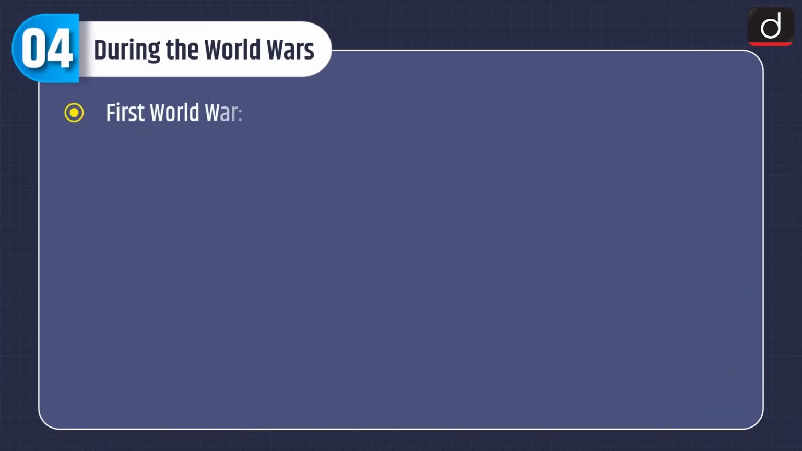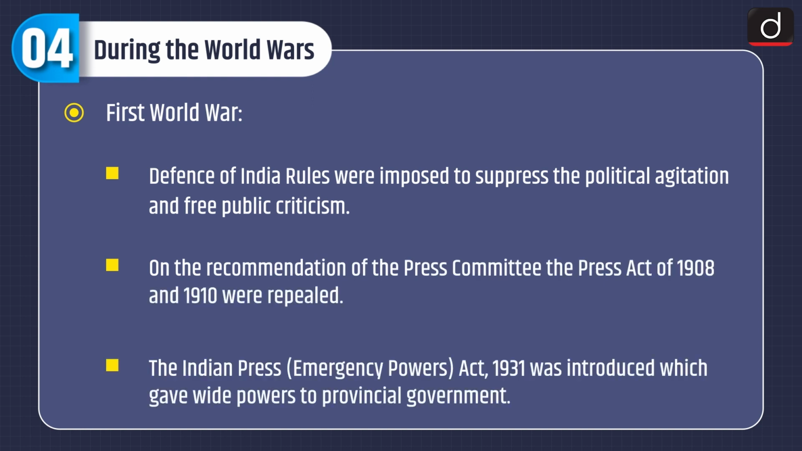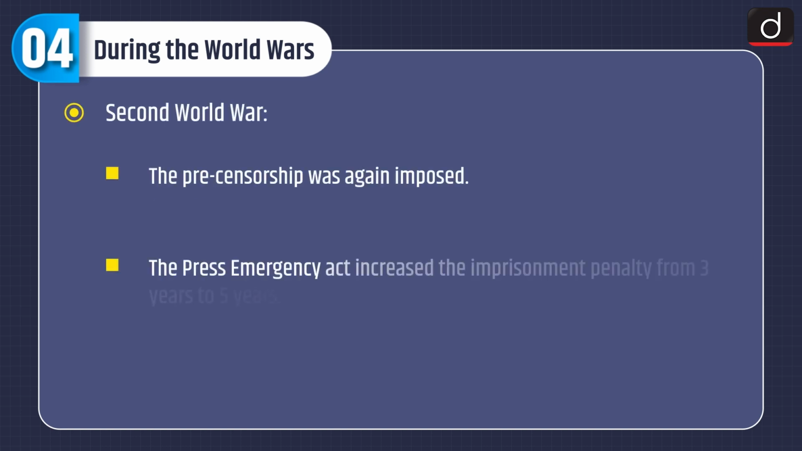Now, the World Wars. During the First World War, Defense of India rules were imposed to suppress the political agitation and free public criticism. On the recommendation of the Press Committee, the Press Acts of 1908 and 1910 were repealed. The Indian Press Emergency Powers Act 1931 was introduced, which gave wide powers to provincial government. In the Second World War, the pre-censorship was again imposed. The Press Emergency Act increased the imprisonment penalty from 3 years to 5 years.